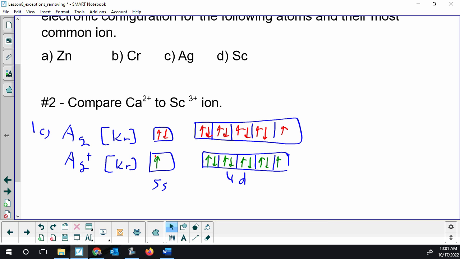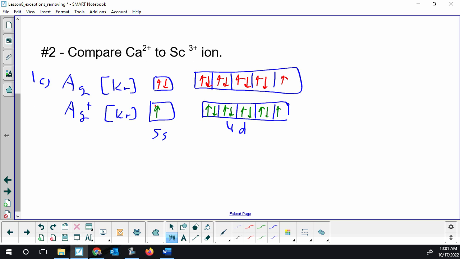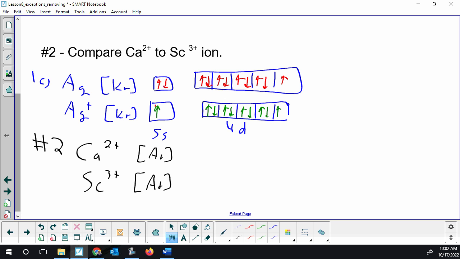I'll just make a comment about number 2. Calcium is 2 away from the end, so it's atomic number 20. It's 2 after an argon core, where scandium is 3 after an argon core. And when you strip away 2 electrons for calcium, all that's left is argon. With scandium 3+, when you strip away its 3 valence electrons, you also just get argon left.